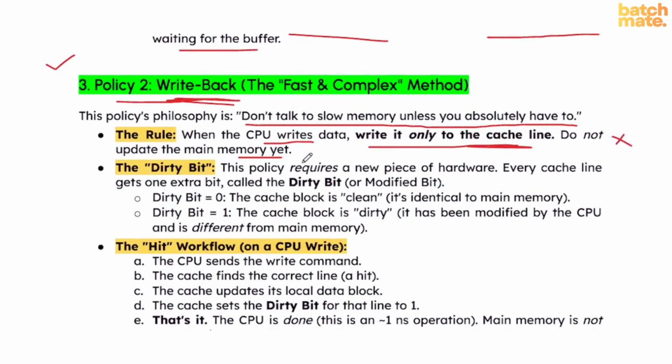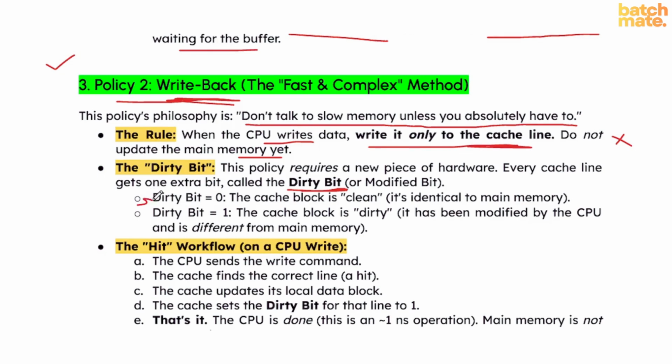But wait, if the cache has the new value and RAM has the old value, how do we remember that RAM is wrong? We need a marker. This leads to a new piece of hardware that each and every cache line gets. This one extra bit on every cache line is called the dirty bit. Its logic is very simple.